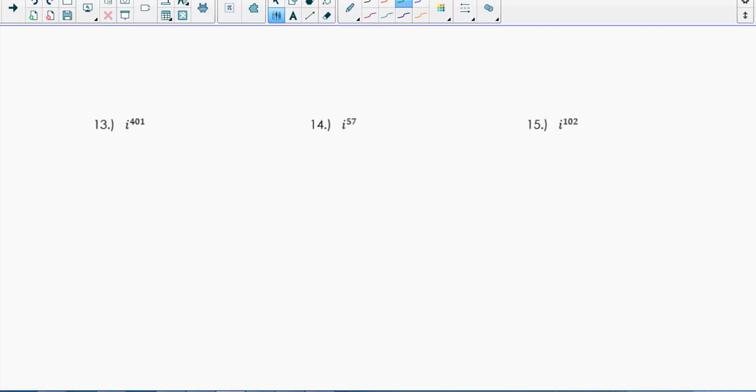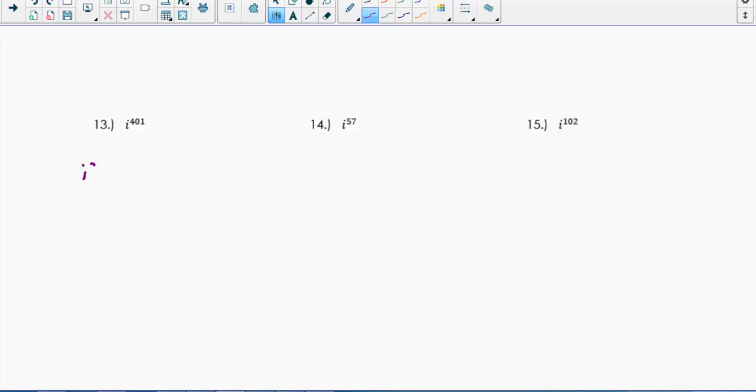Alright, this would be a really good place for you guys, since there's only a couple left, to pause and try on your own, and then see if you're understanding what's going on. 13, 14, 15, you should be able to do on your own. Okay? So, assuming you paused and you tried these on your own, let's look at what those answers would be.